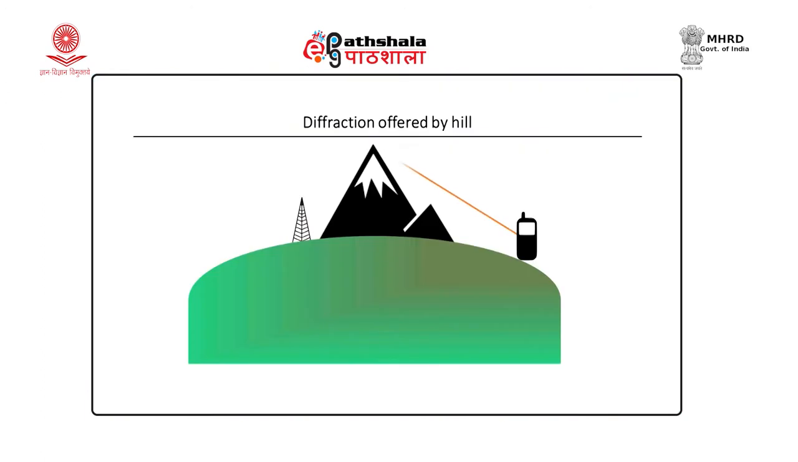You can just see in this animation, the wave from the transmitter just got bent around and then it reaches the receiver. So the corner of the hills have offered this diffraction.